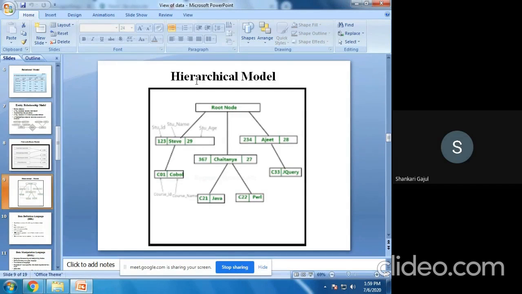So each record is a collection of fields, each of which contains only one data value. Now see here, this is the hierarchical graph for the student database. So see here, this is my root node.